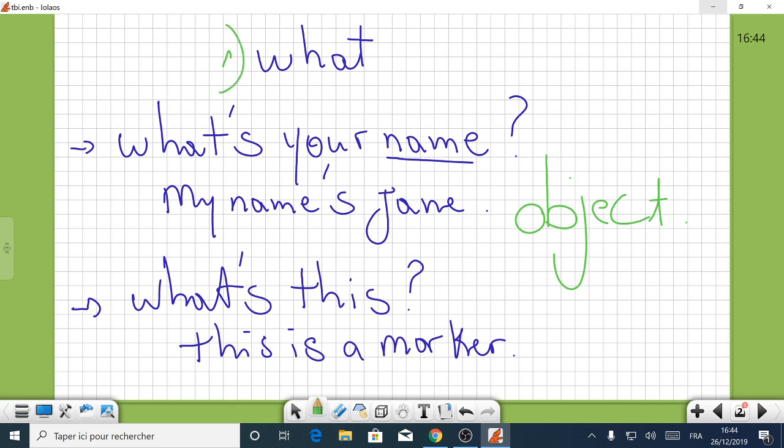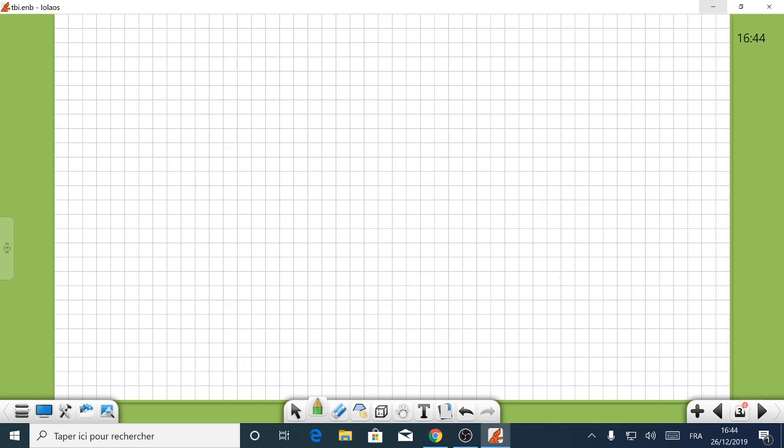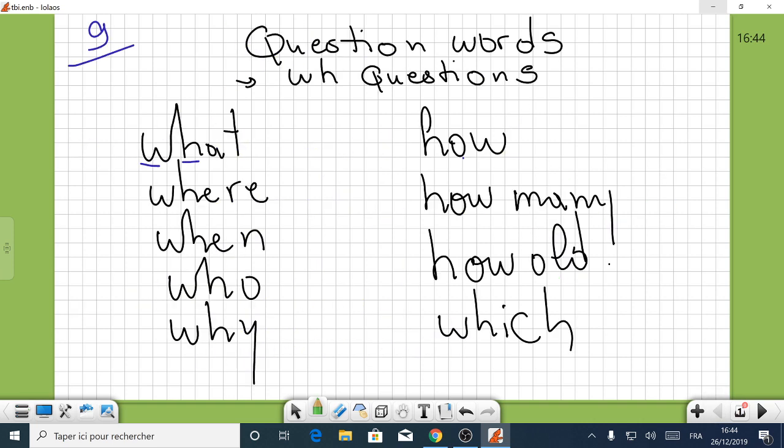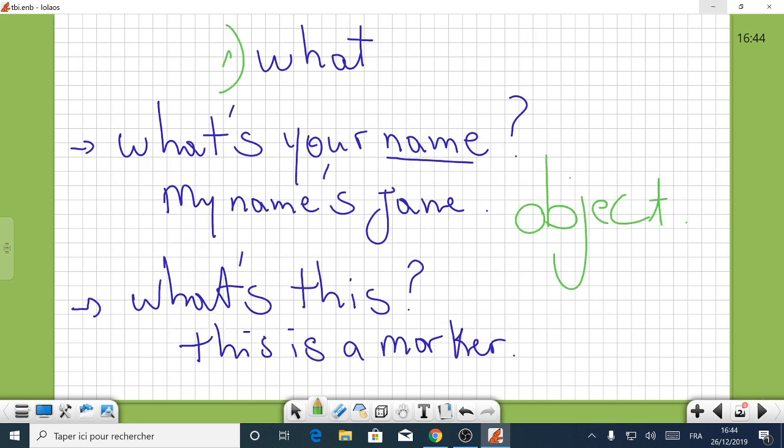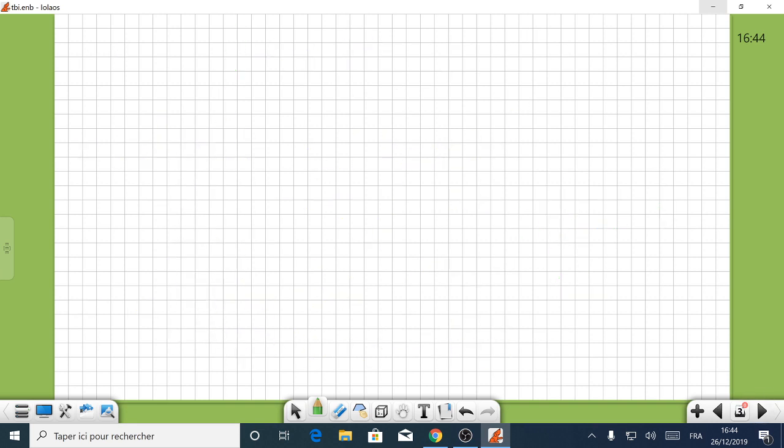Okay, let's go and see the second one. Let's go with the order that I have here. So here we have what, and the next one is where. So I'm going to explain where first here and go step by step.